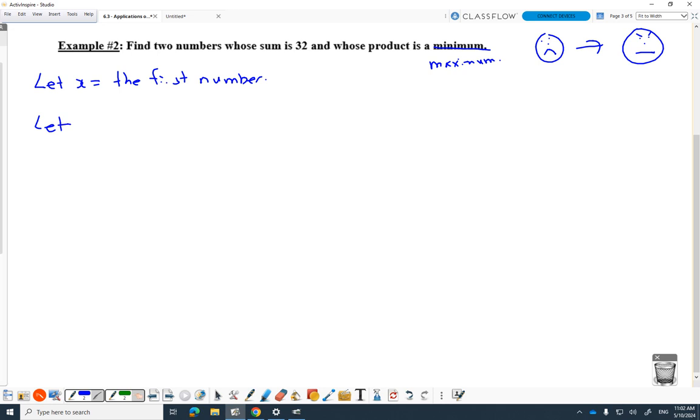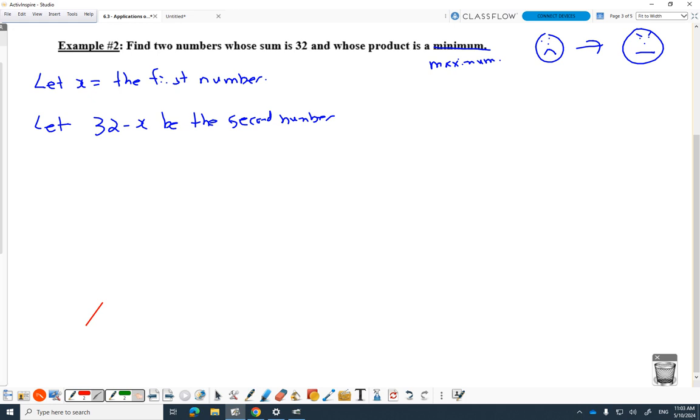I heard someone say y, and I'm going to show that. If you write down y, it's okay. Instead, I'm going to write let 32 minus x be the second number. Okay? And I'm going to try and teach two ways at once, just like we talked about Mr. Yak doing the algebra slightly different than me. Some of you might like this better.